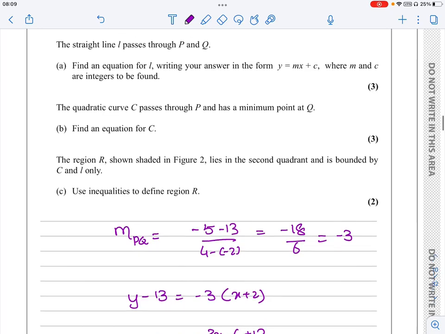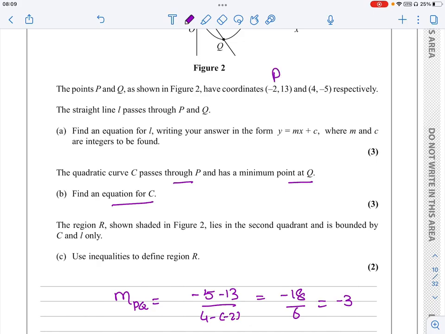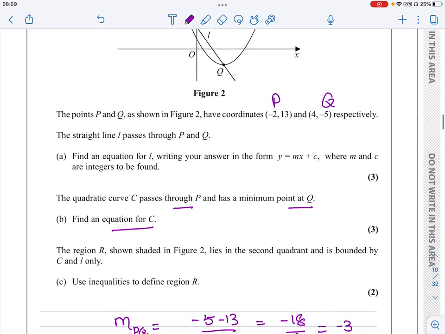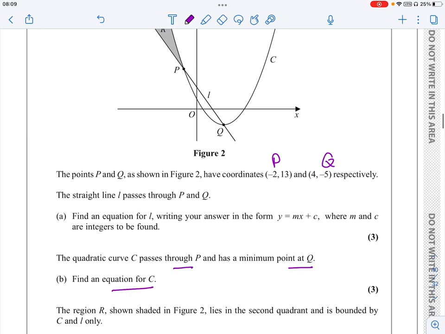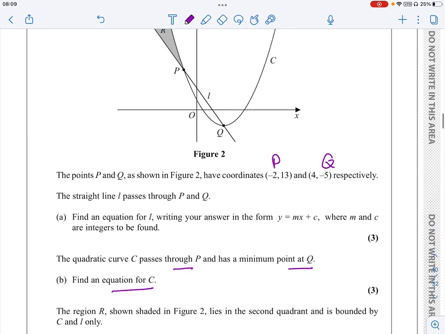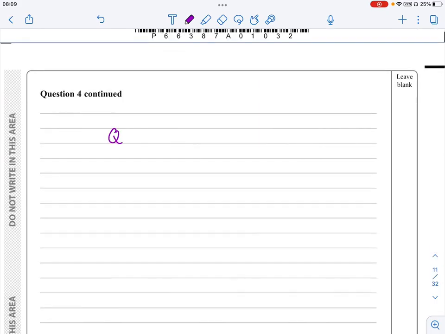Then the quadratic curve C passes through P and has a minimum point Q. Find the equation of C. This is P, this is Q. So basically this is a parabola with a minimum point at Q, which is 4 comma minus 5. So the equation of the curve will be y equals x minus 4 whole square minus 5. This is the equation of the curve with a minimum point.